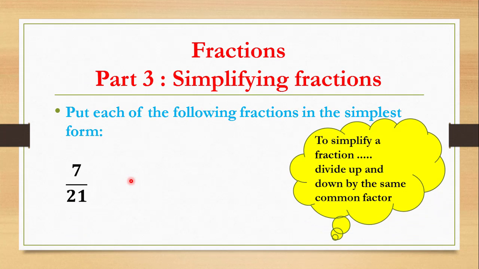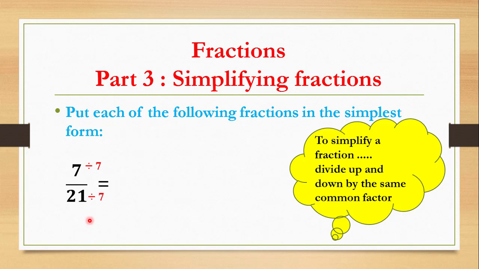Another example here, we have 7 over 21. Let's think. 7 and 21, both of them are found in the results of timetable 7. Yes, timetable 7. So I can divide up and down by 7: 7 divided by 7 and also 21 divided by 7.